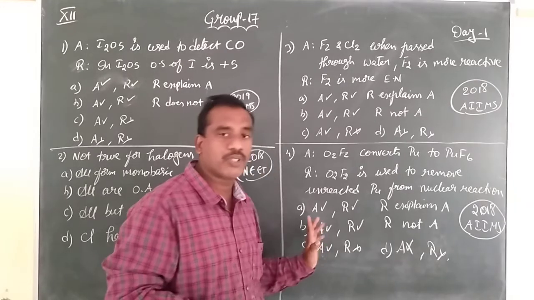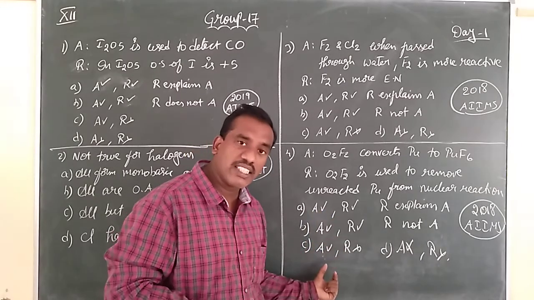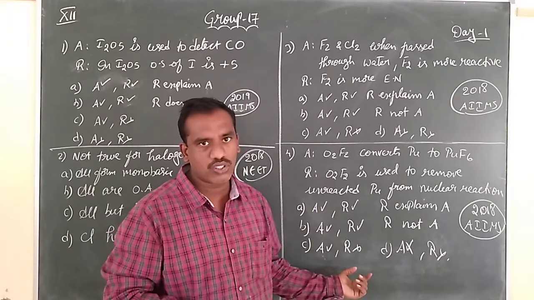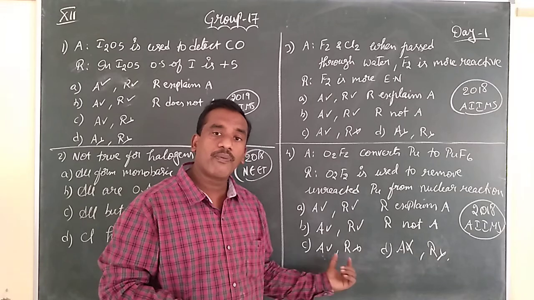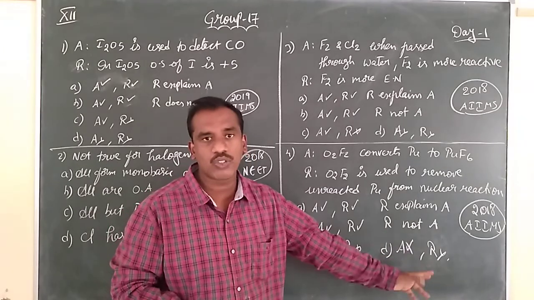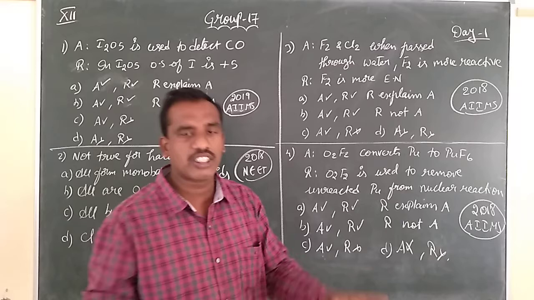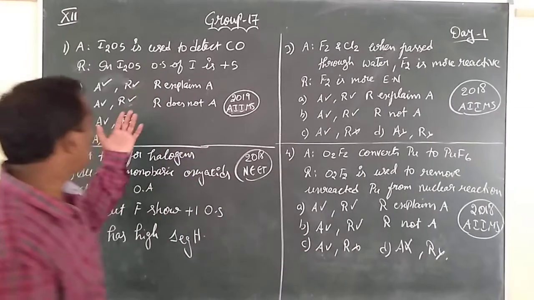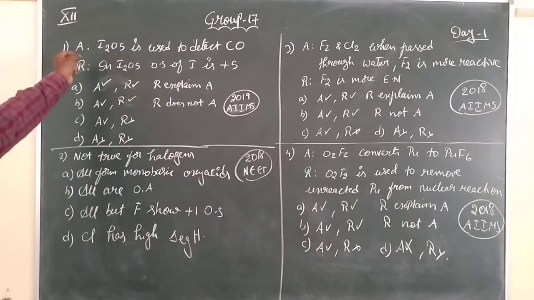Then you must go for option B. If assertion is true but reasoning is false, then you will opt for option C. If both assertion and reasoning are false, you will opt for option D. So for this type of questions, we will start from question number 1.